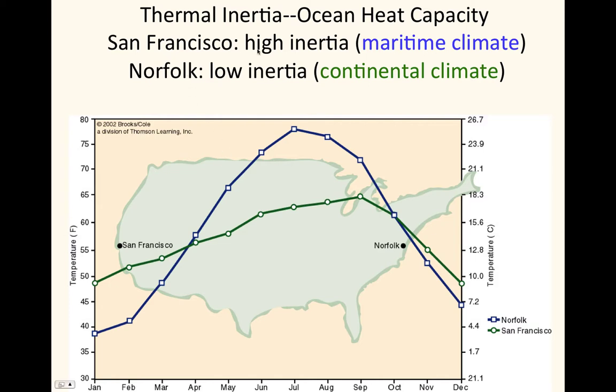This graph compares San Francisco, which has high thermal inertia because it's close and downwind from the ocean, a maritime climate, versus Norfolk, Virginia, which actually is a continental climate because what's upwind of them is a continent. Even though they're on the ocean, they're more continental because of the way the wind pattern goes from west to east. What's shown here is that the maritime climate of San Francisco, the green line here, does not have as much of an annual range of temperature as Norfolk does. Norfolk has a warmer summer and a colder winter, and that's the continental influence that's upstream of them.